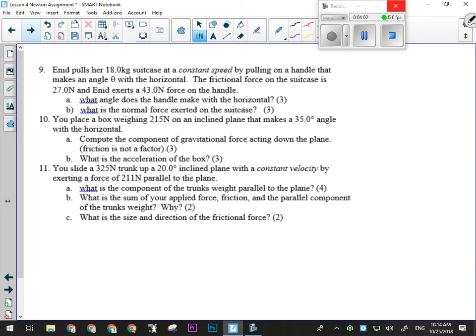We did one like this the other day: an object pulled along a horizontal surface at an angle. It's moving horizontally, but it's pulled at an angle. That's the most important thing you need to realize for that one. 10 and 11 are your inclined plane problems. Please look at the wording carefully, as they tell you the box's weight in newtons, not the box's mass in kilograms. Questions? All right, have at it.